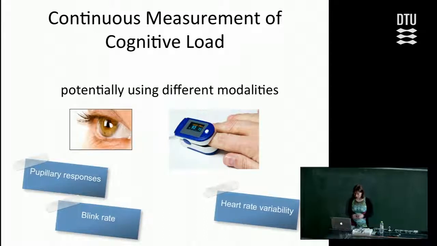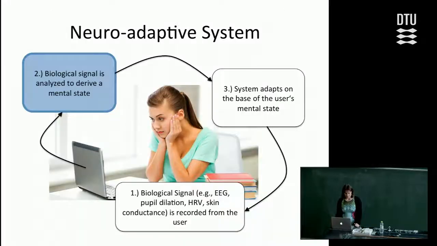time pressure. So what you would do when developing such a neuro-adaptive system is typically collect data from different modalities, not only eye tracking, but maybe also HRV, maybe also EEG, to get more data. Obviously, the data has to be synchronized. And then the next step, and this is really the tough one, is to derive the mental state from the biological signal.